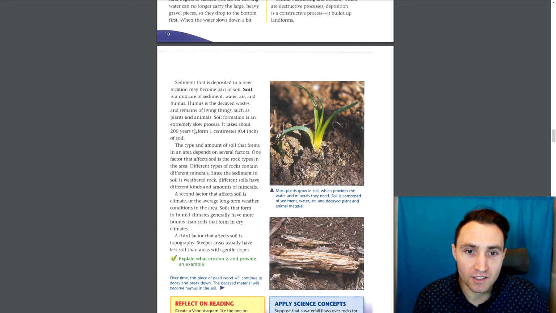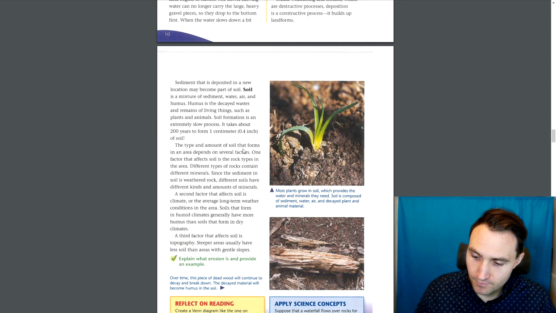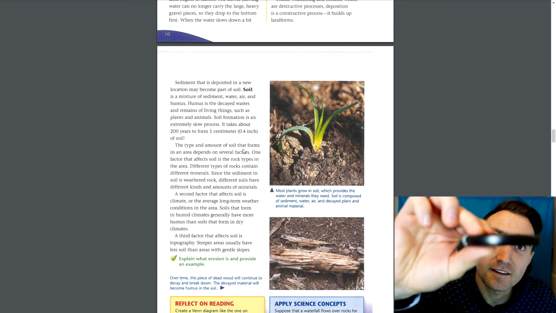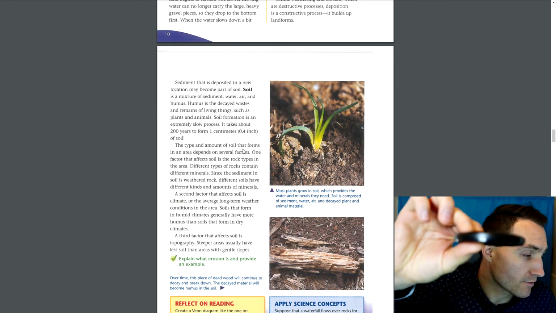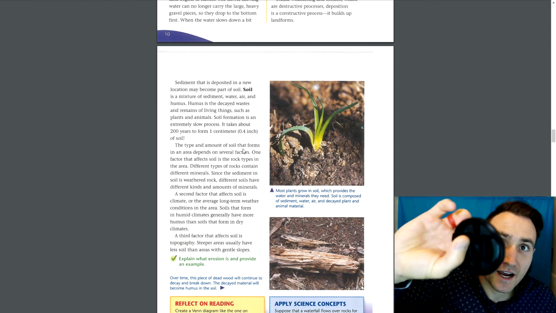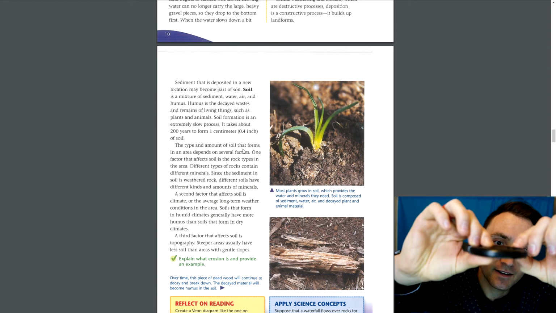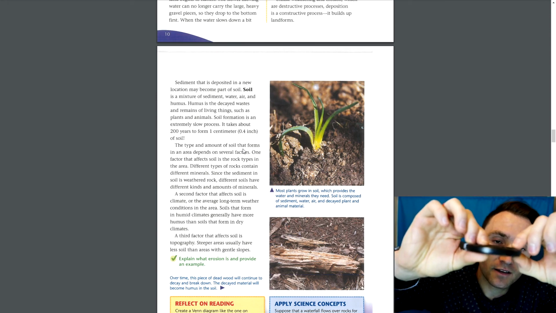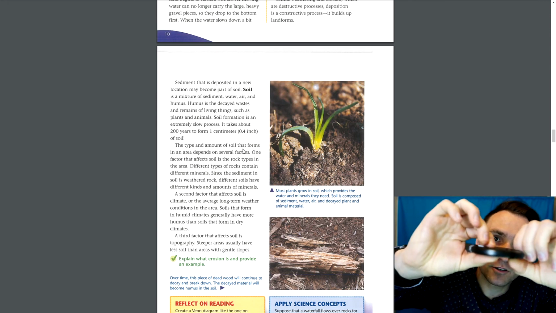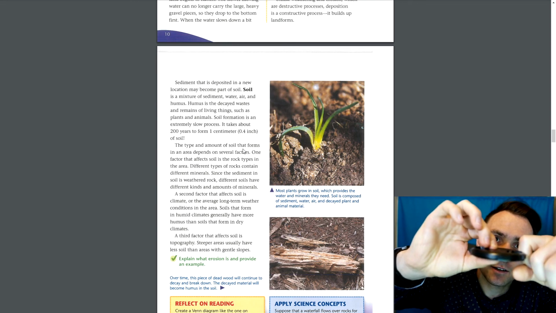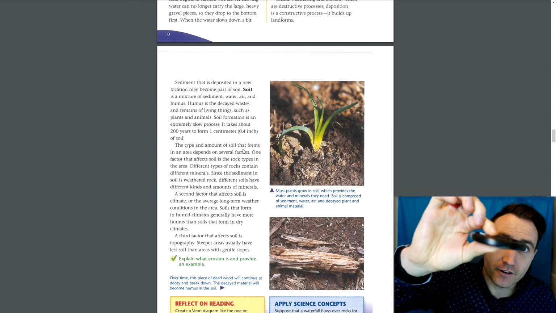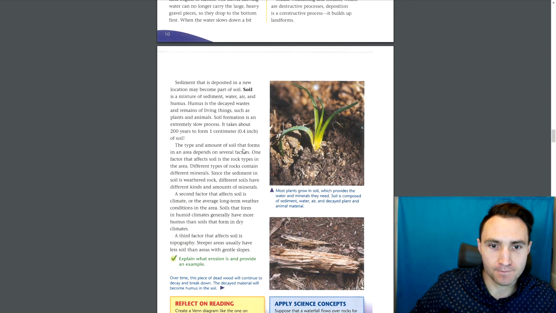Soil formation is an extremely slow process. It takes about 200 years to form 1 centimeter, or 0.4 inches of soil. 200 years to probably get that much soil. But focus on it right there. This is my lens cap, and this is probably even more. This is probably close to a half an inch. But 200 years to make this much soil, pretty crazy.